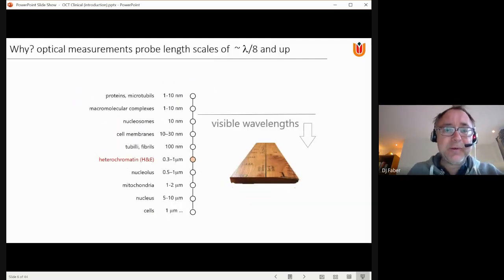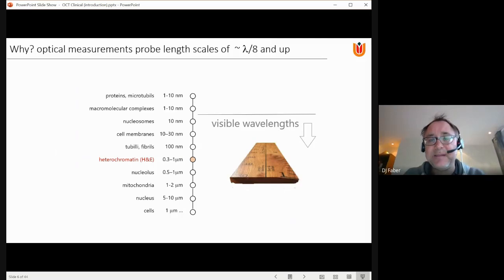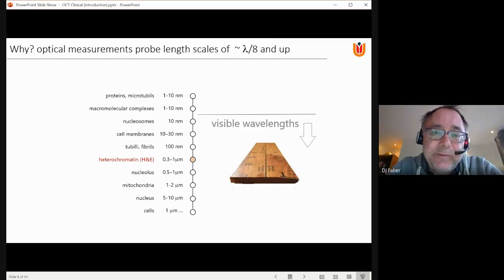So why do we want to do this? Well, the main reason is basically in this graph. If we look at the different sizes of structures that we can encounter in tissue, then with visible wavelengths we are sensitive to a lot of them. I've shown this graph before, I think. We are sensitive to wavelengths of about 8 wavelengths. That does not mean we can image structures of this size, but we can measure. We're sensitive to changes in these structures.